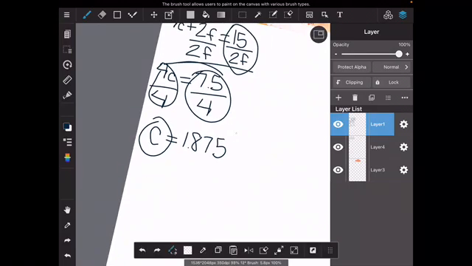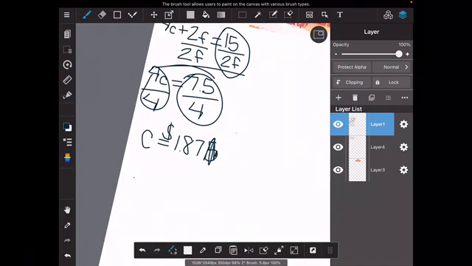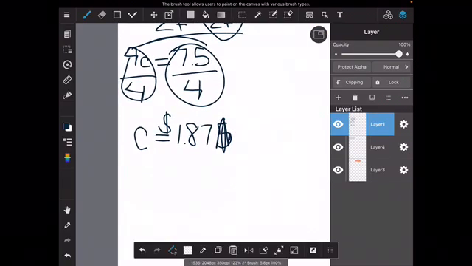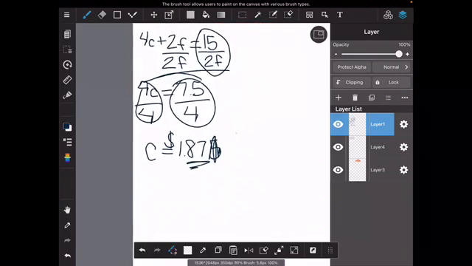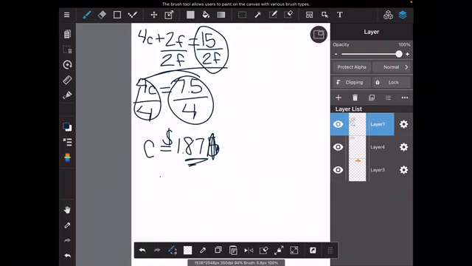So C is cotton candy. That means the cotton candy is $1.87. We're going to get rid of that last digit because in money you just use the first two decimal places. So each cone of cotton candy is $1.87.